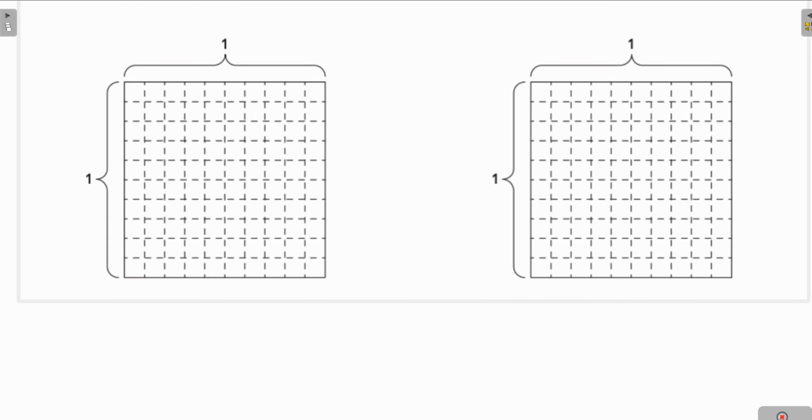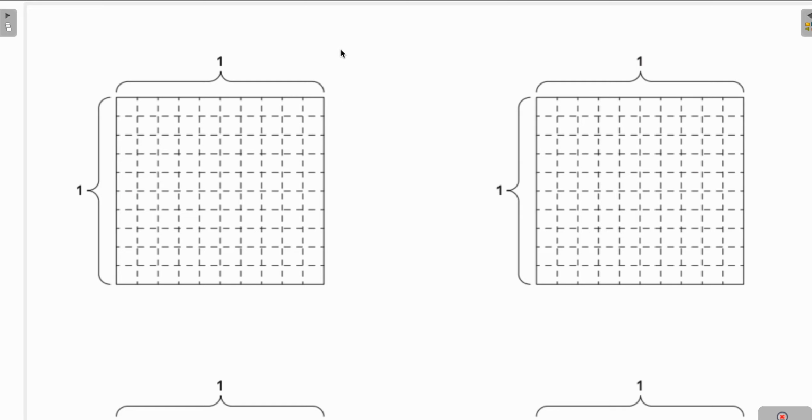All right, let's do one last example. Now we're going to divide 9 tenths into 6. So the first step is to shade in your 9 tenths. So this whole strip is a tenth, so I'm going to shade 9 of them. So I'm going to go 1, 2, 3, 4, 5, 6, 7, 8, 9. So it goes up to here.